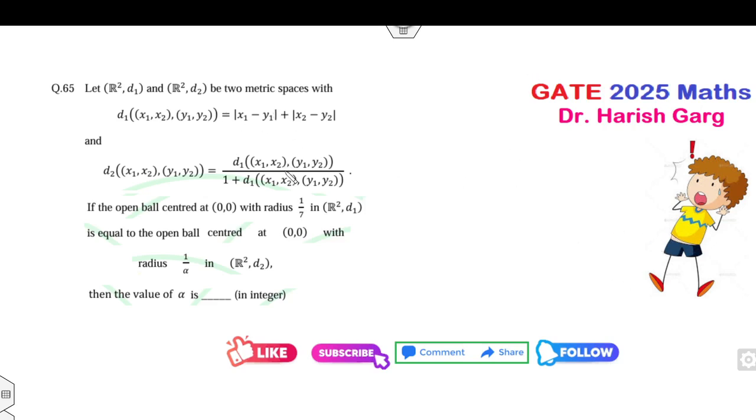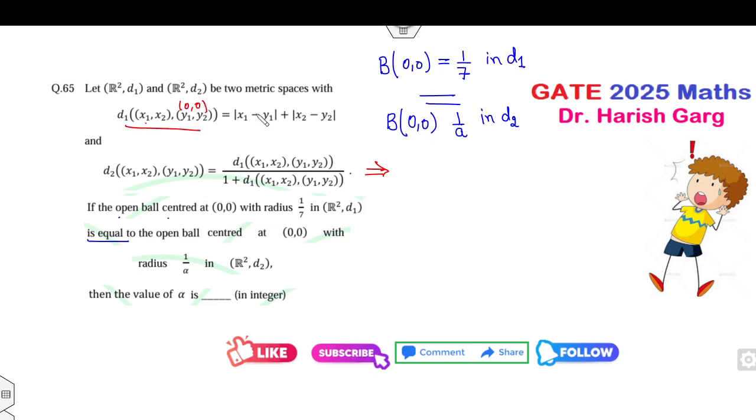There are two metric spaces given. If the open ball centered at 0 with radius 1 by 7 in the D1 metric is the same as the open ball centered at 0, 0 with the radius 1 over a in the D2 metric. Fine. D1 is a distance, so I can consider y1 and y2 as 0. So this value will be mod x1 plus mod x2. This is my radius 1/7. That is the distance d1.